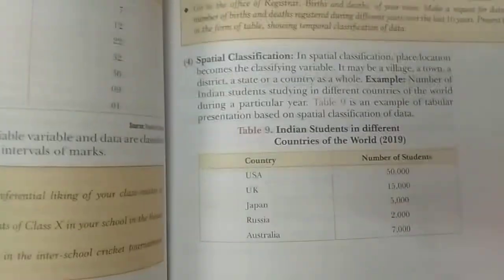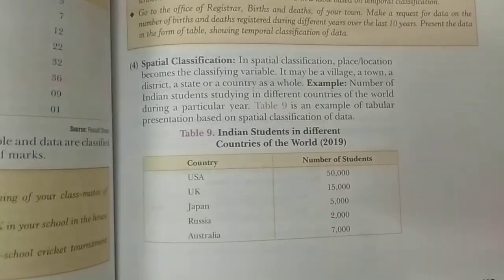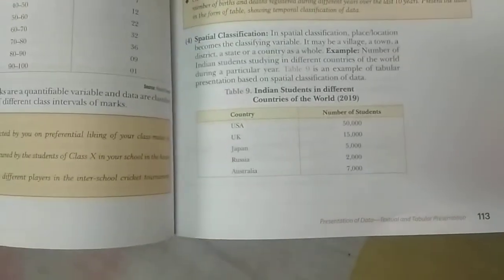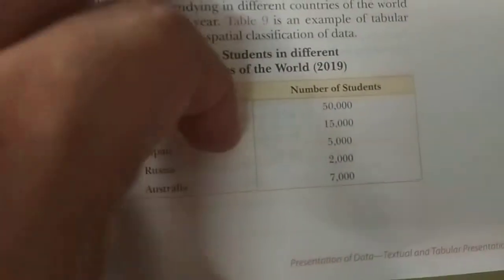Spatial classification is on the basis of area or location. Like the number of students studying in different countries is given over here, so that is called the spatial classification.